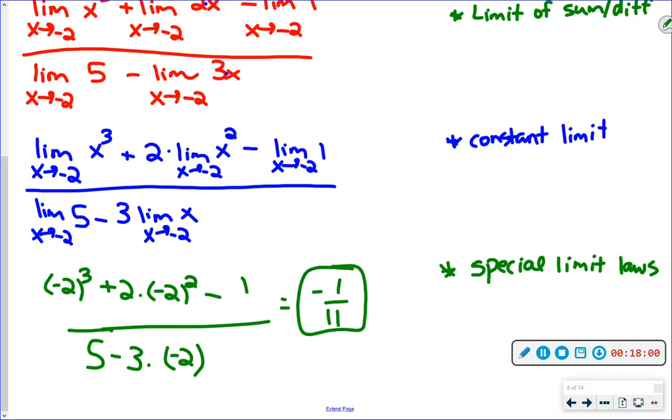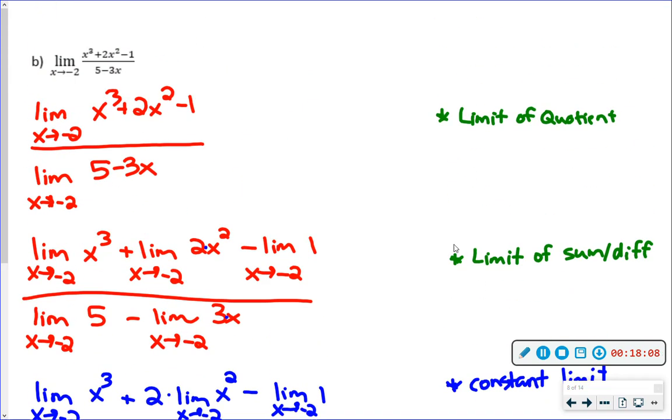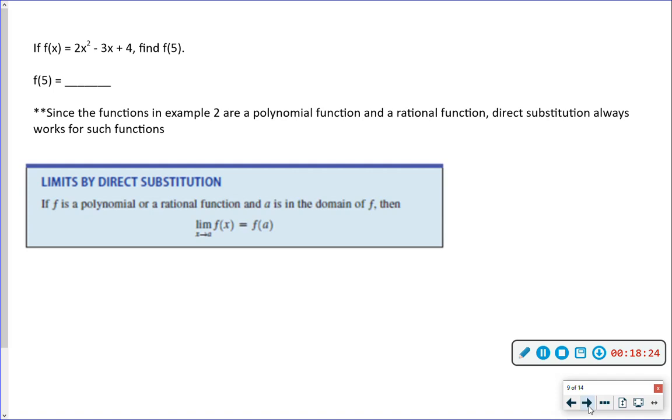Now, I know that was gross, okay? Now, I have to scroll it clear back to the top. What do you think you get, my friends, if I just take -2 and pop it in for all those x's at the very beginning? I'm going to guess -1/11. So that is direct substitution, which is what's up next, which we all love and appreciate and enjoy way more than all of this. But direct substitution does not work on every type of function. So let's talk about that.